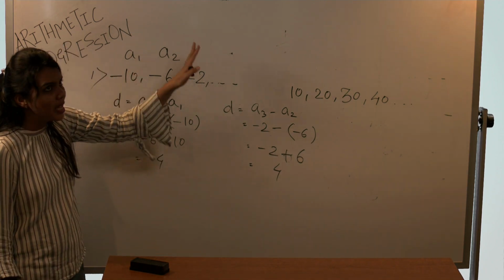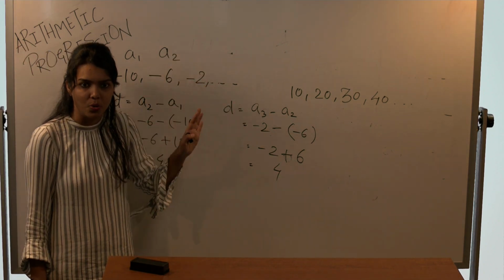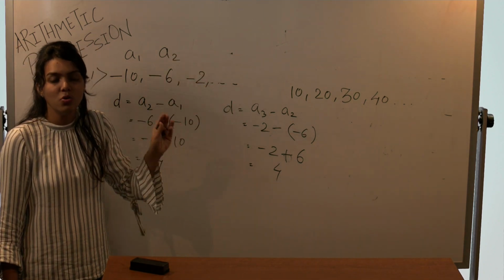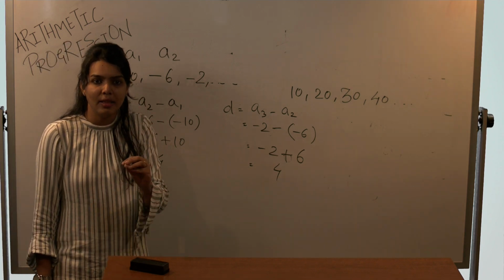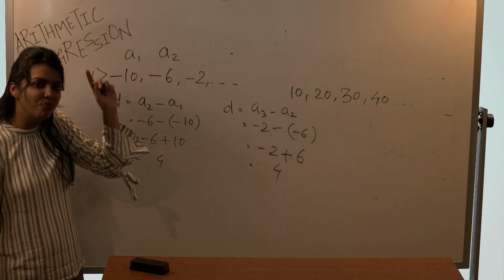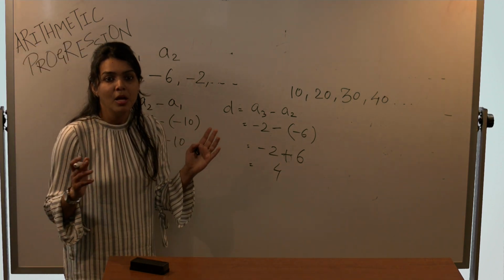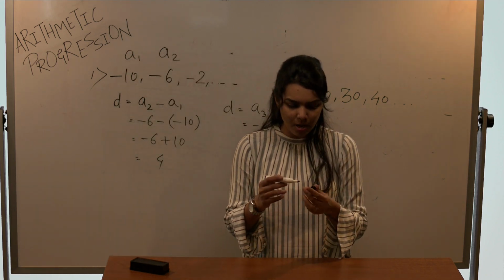Minus 10 plus 4 is minus 6. Minus 6 plus 4 is minus 2. So it can happen. You just have to understand the method and concept. That's it. So this sequence forms an arithmetic progression. Yes, because the difference is the same.